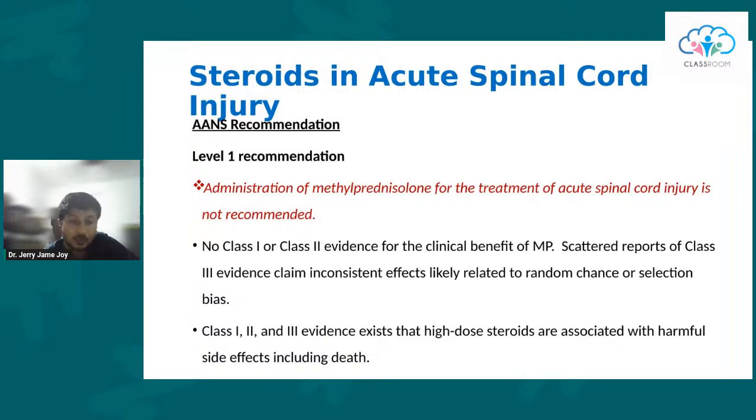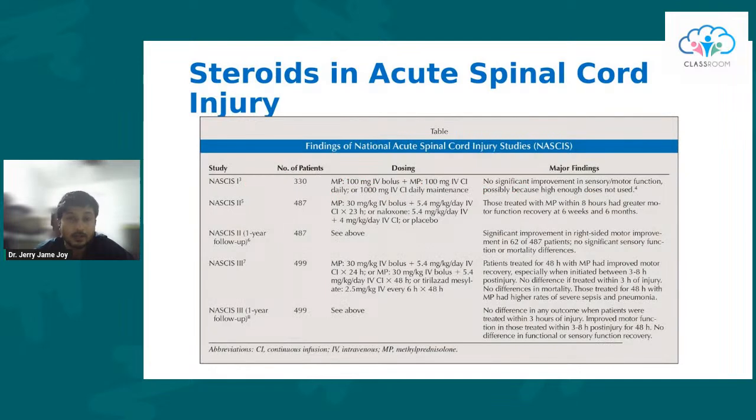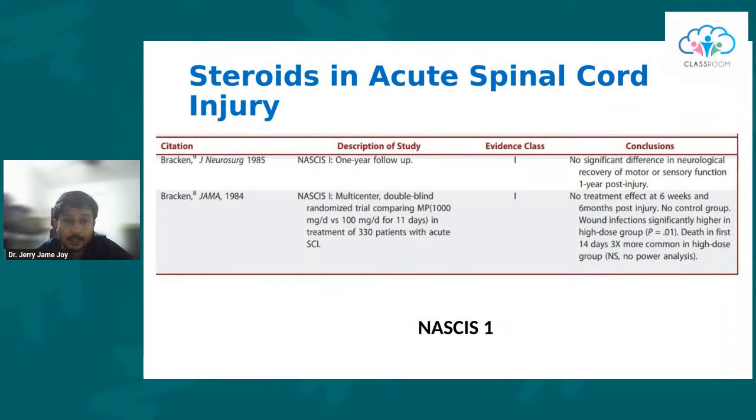However, there is class 1, class 2, or 3 evidence that high dose steroids are associated with harmful side effects, including death. So basically, 3 trials were there assessing the role of methylprednisolone for improving the motor function after an acute spinal cord injury: the NASCIS 1 trial, the NASCIS 2 trial, and the NASCIS 3 trial.